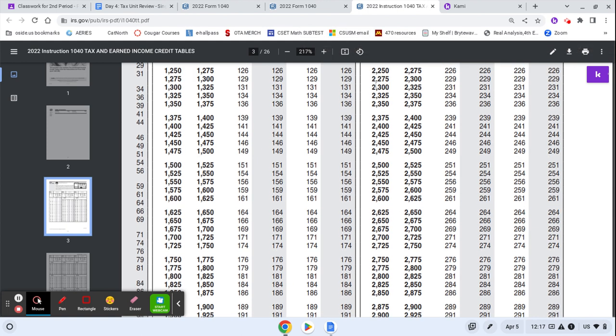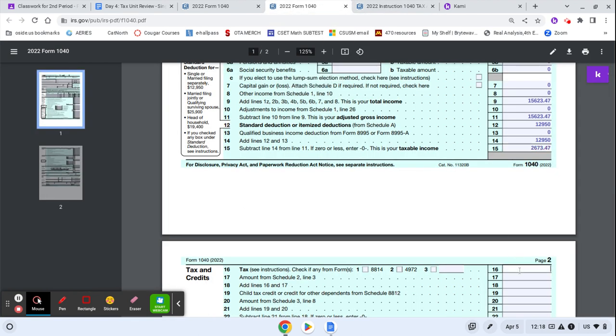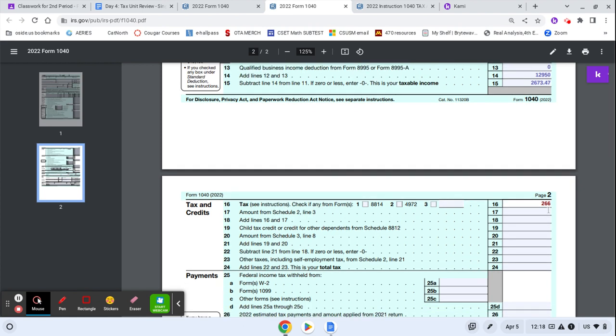So that's 2673. And because we're looking for a single filer this time, we're just looking in the first column for $266. All right, again, that 266 comes from looking up this number, the 2673, on the tax table. Okay, so now no other amount from any other schedules, add lines 16 and 17. So the 266 appears again. No children for Harry. No amount from Schedule 3. Add lines 19 and 20. Subtract line 21 minus 0. So there you go.